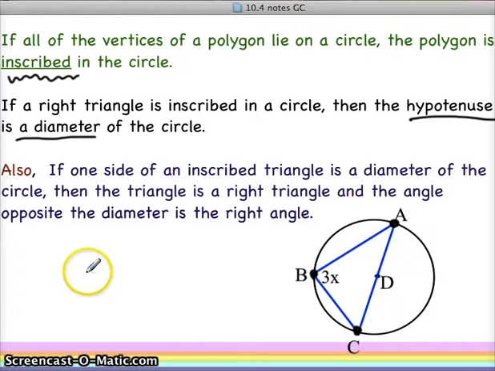And then it goes just the opposite. So if you have a diameter, okay, this is a diameter. If you can clearly see that that's a diameter, and you have a triangle, then that diameter is also the hypotenuse.